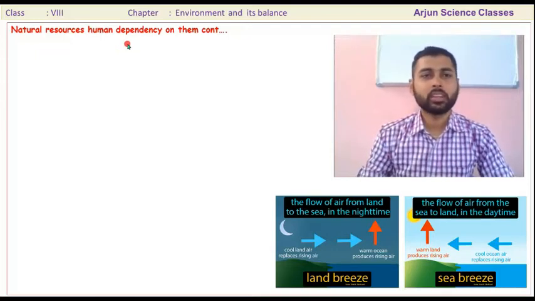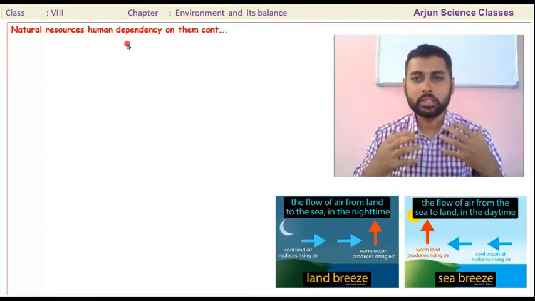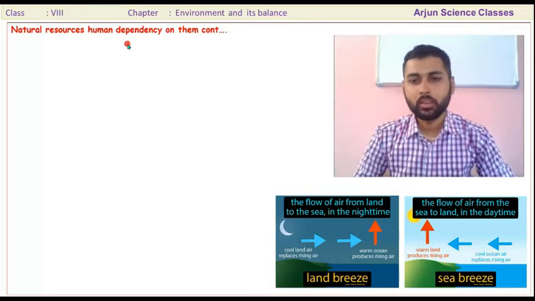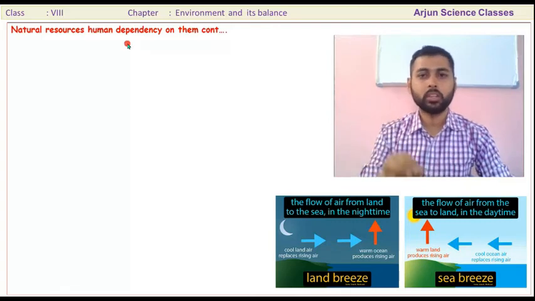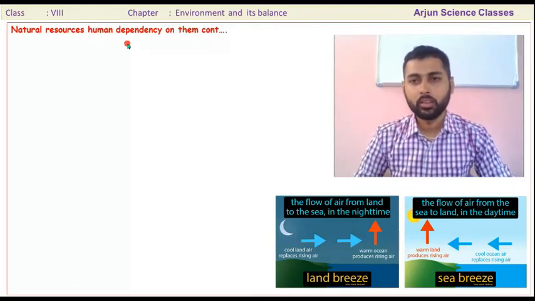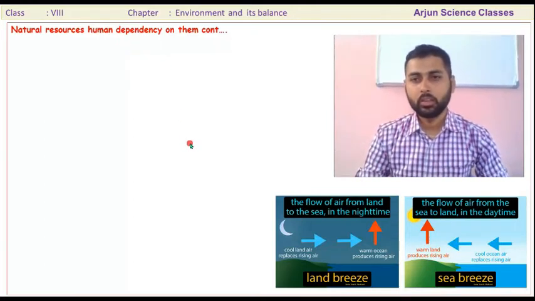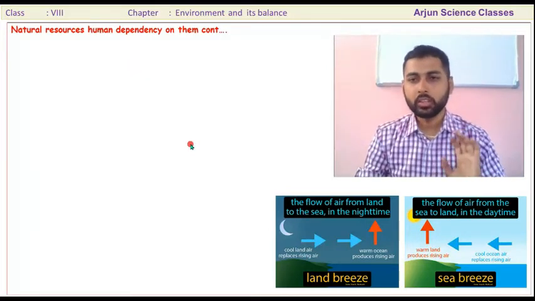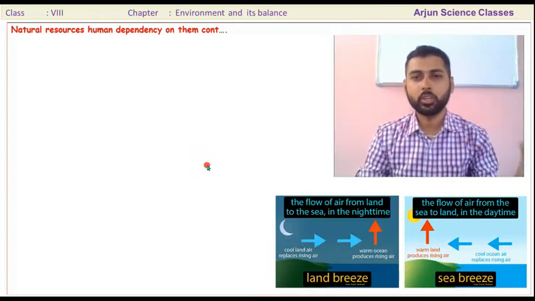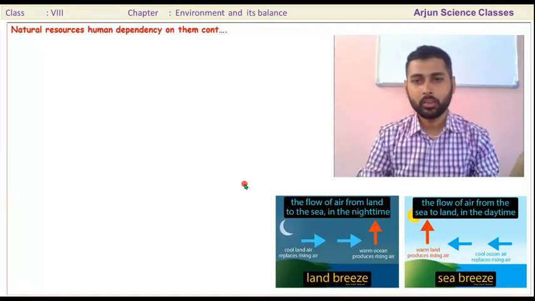Dear students, in the previous class we already discussed what we mean by natural resources, what the examples of natural resources are, and for what purpose human beings depend on natural resources. Here I am going to continue the same chapter, the same topic. In the previous class we discussed the dependency of humans on natural resources for food, shelter, air, water, etc.